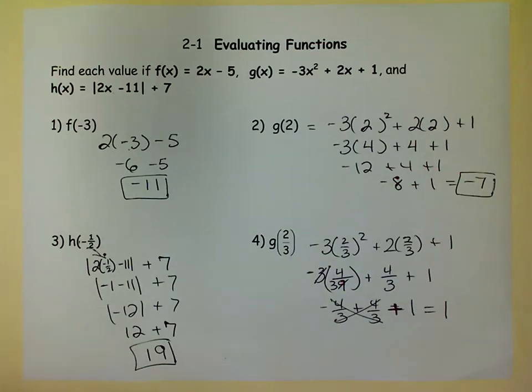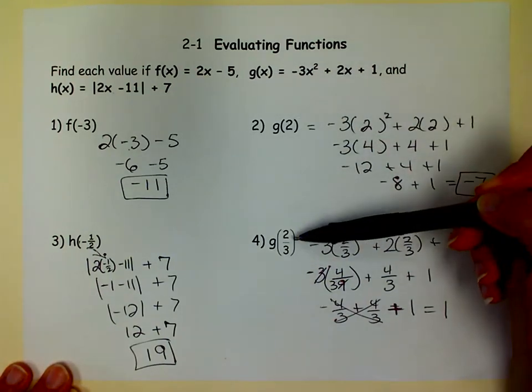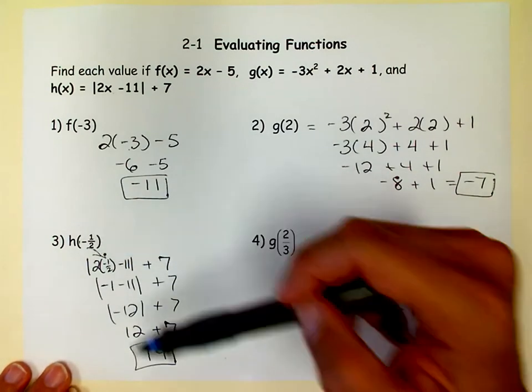You might have a different variable in there, but you're taking out whatever variable is given, and you're putting in whatever they tell you, which will be in that little parenthesis after the function letter.